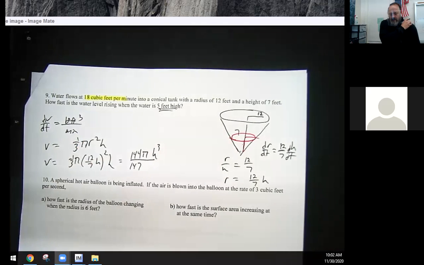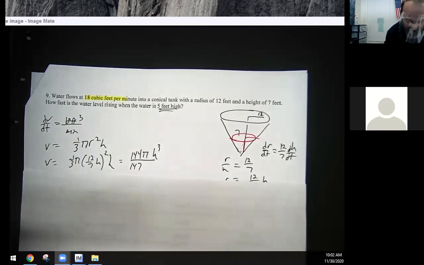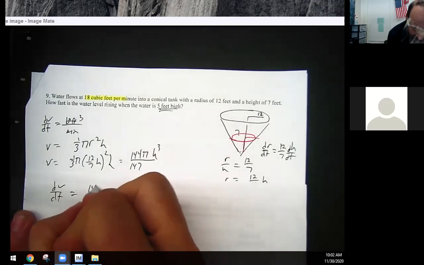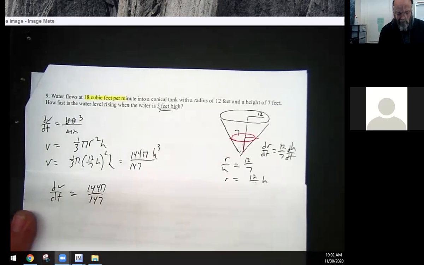So what we could do then is take that derivative, that would be dV/dt. So I've got dV/dt is equal to all of this stuff right here in front, which is a constant, so remember it doesn't really do anything. What's the derivative of h cubed?